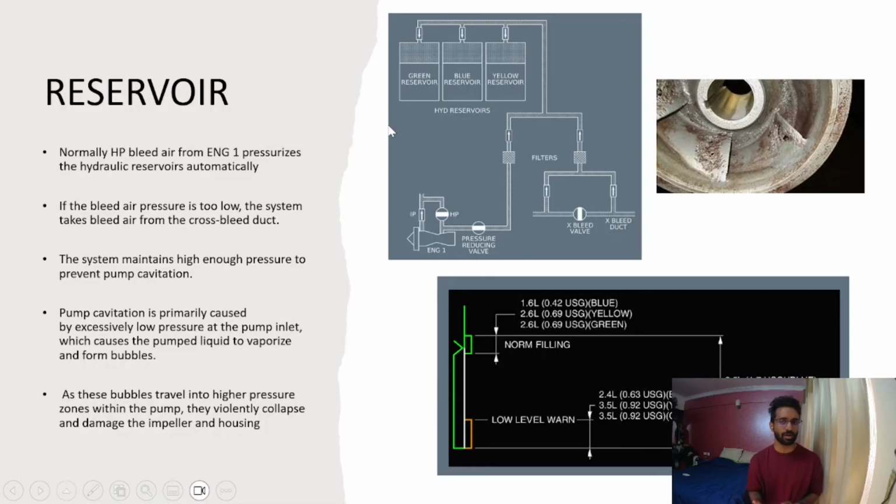So engine 1, in normal cases, if supply is less, then cross bleed will give you from engine 2. Now why do we need to pressurize tanks? That is the next question. What is so important? This is to prevent cavitation.